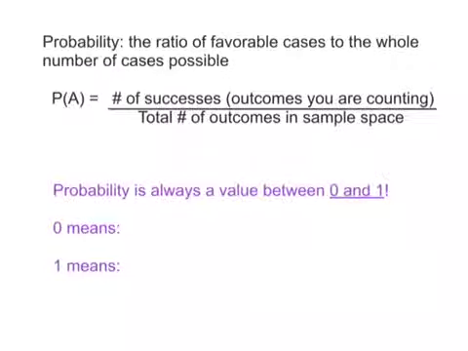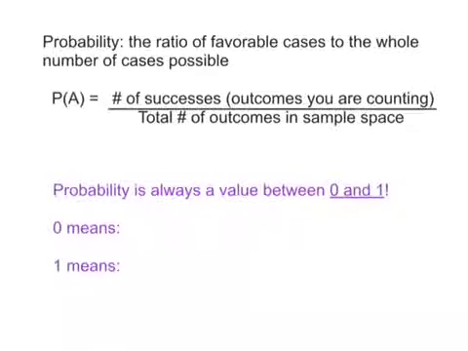Okay, so the topic of this lesson, this video, is probability, and we haven't talked about probability yet. Here is the definition of probability, and you have used probability before, so this is not brand new to you. It's the ratio of favorable cases to the whole number of cases possible. In other words, the probability of A happening is the number of successes, or the outcomes that we are counting, divided by the total number of outcomes in the entire sample space. So again, you can see where that practice with outcomes in sample space is needed.